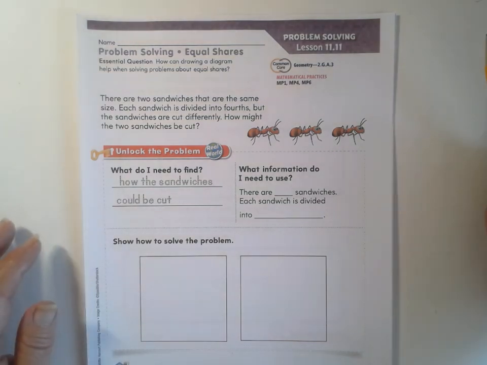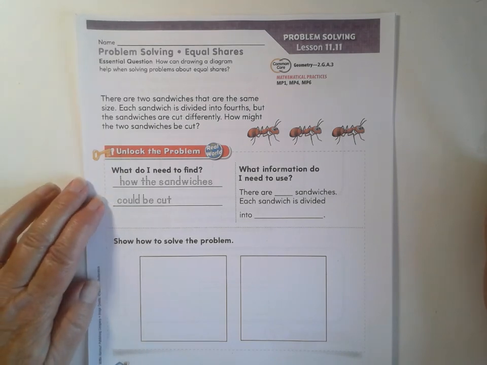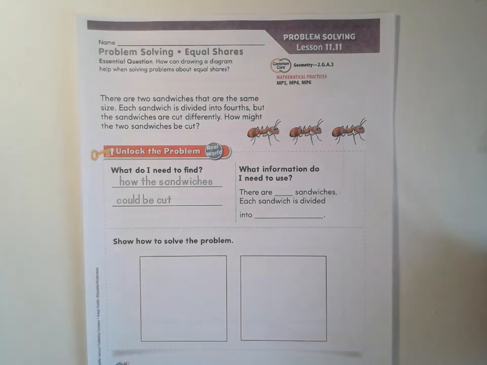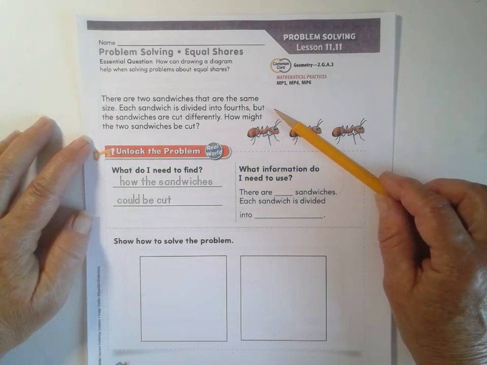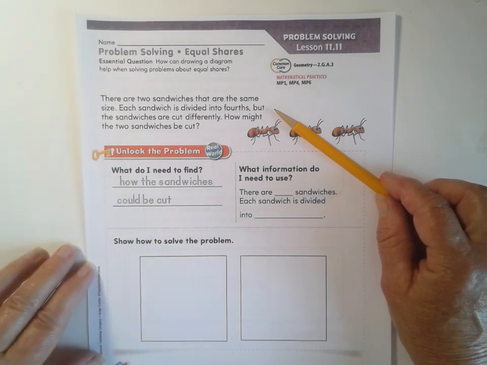Today we're doing lesson 11.11, problem solving and equal shares. The essential question is, how can drawing a diagram help when solving problems about equal shares? Here's our problem. There are two sandwiches that are the same size. Each sandwich is divided into fourths, but the sandwiches are cut differently. How might the two sandwiches be cut?